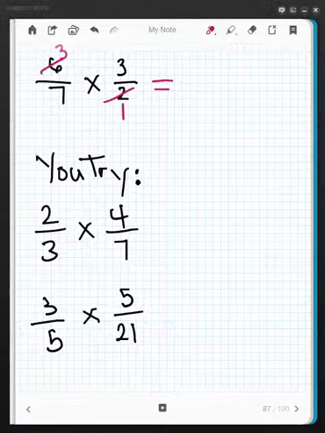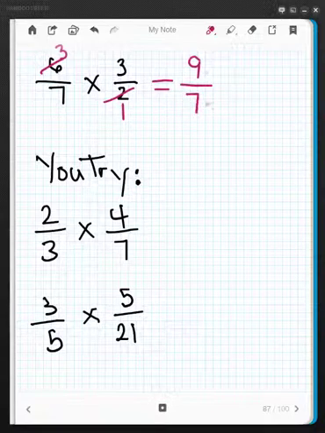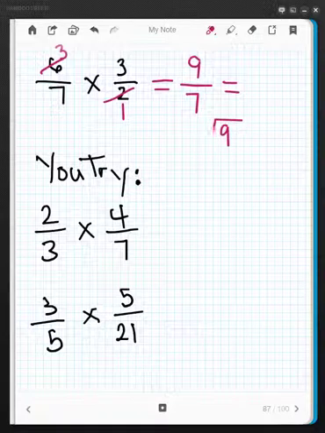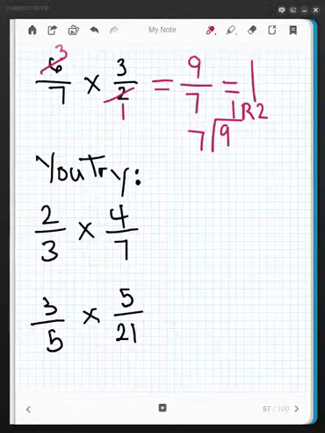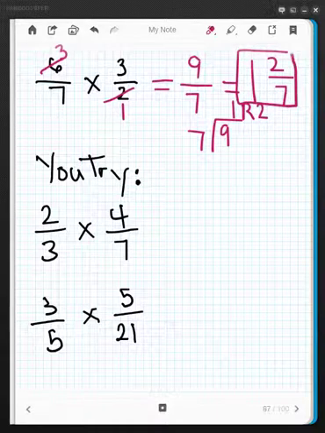And then I multiply 3 times 3, which is 9, over 7 times 1, which is 7. And that's an improper fraction, so I'll need to change it to a mixed number. 9 divided by 7. 7 goes into 9 one time, with 2 left over. 1 and 2/7 is my final answer. Now how about you try these? Go ahead and pause your video and give it a try.